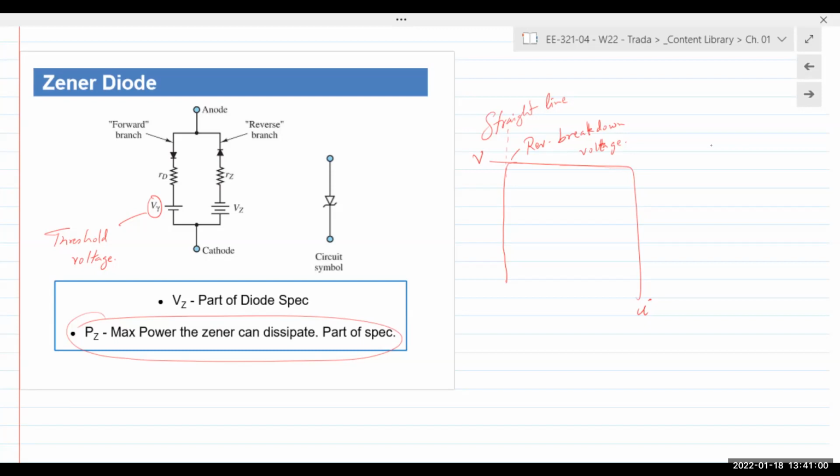But eventually there will come a point where the junction will actually break down and you have a large influx of carriers and there's a free current flow. For a very small increase in voltage, you have a huge amount of current flowing through the circuit. That is indicated by this nearly vertical line in the reverse bias region. So Zener diodes are designed to operate specifically in that region.